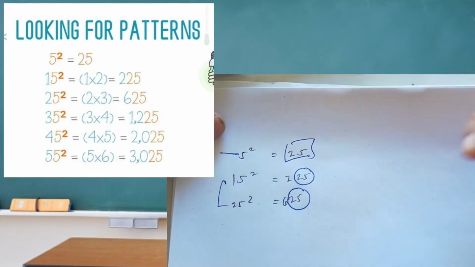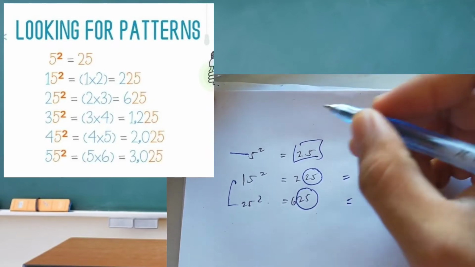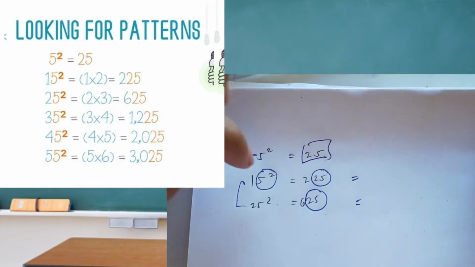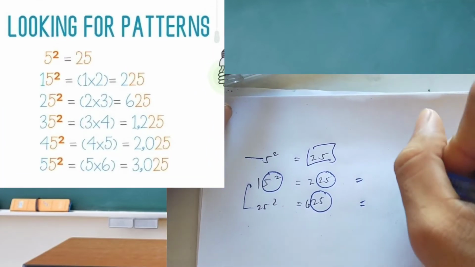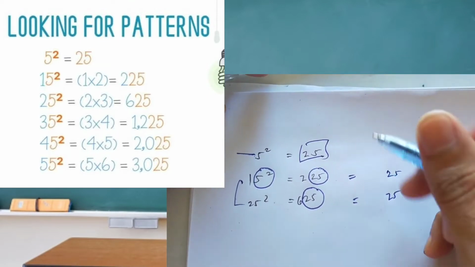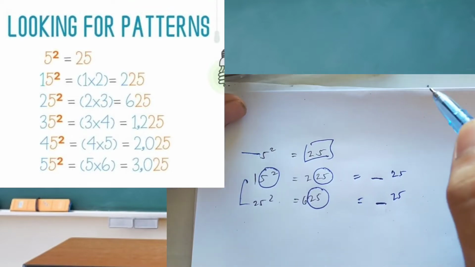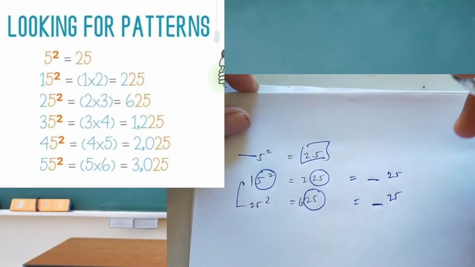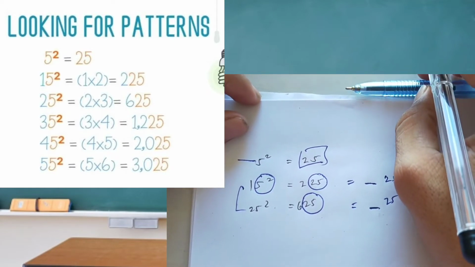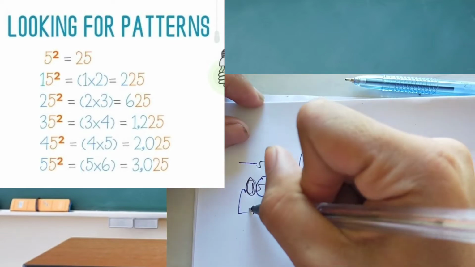It's obvious, right? So for the patterns, let's take 5 squared, the square of the last digit 5. Let's just put 25 directly at the end. And then to find the missing digits here, we have to multiply the preceding number by the next number higher than it. So this is 1, this is 2.